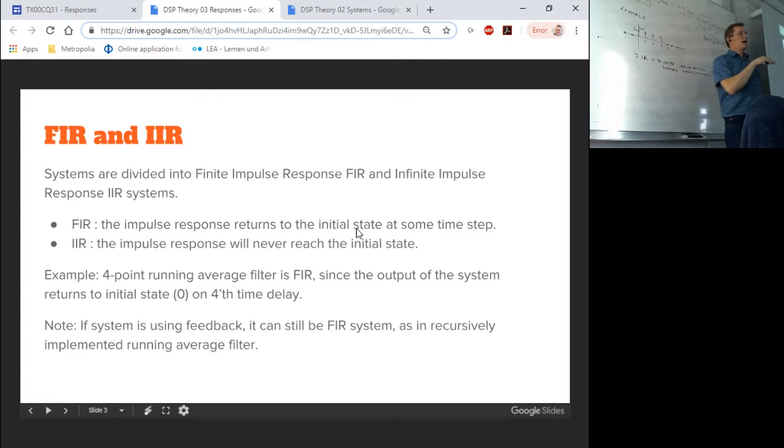So after any point, meaning practically after the nth delay, there's nothing. So you don't need to check every single point after this nth order system. You just have to take the nth delay and forward and see if there is anything there. If there are non-zero terms, then it's an infinite impulse response system.